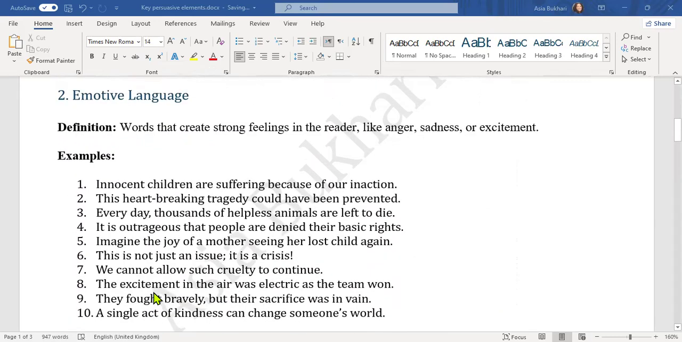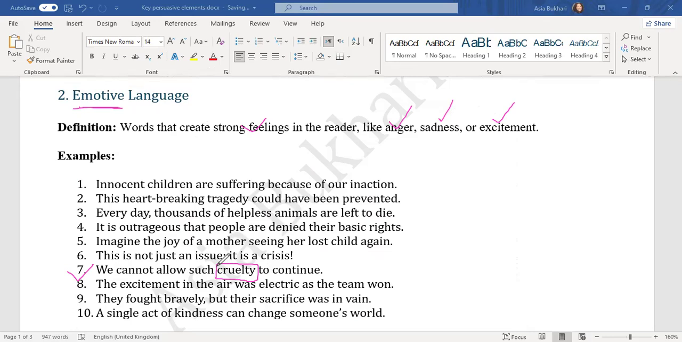The next thing on the list is the use of emotive language. Now, the word emotive itself shows that you are going to create some strong feelings in the reader. These feelings can be of anger, they can be of sadness, they can be of excitement, or any other feeling by the very careful use of words. So look at example number 7. We cannot allow such cruelty to continue. So the use of this word cruelty is showing that something really serious and cruel is happening.